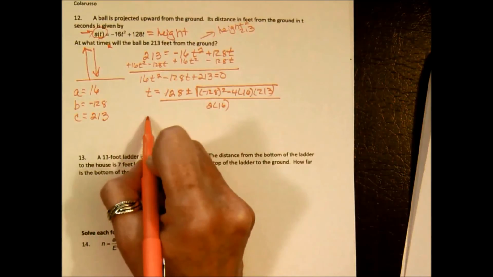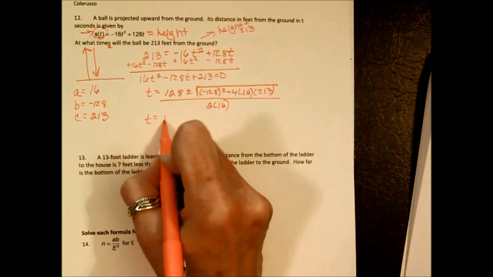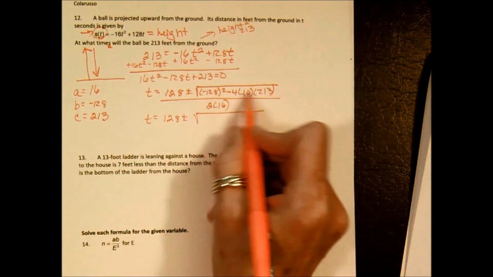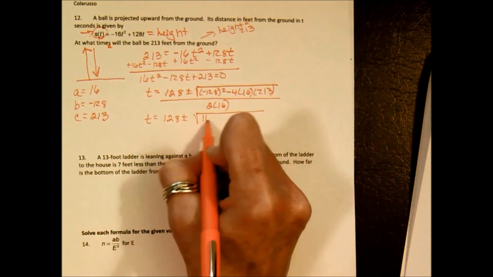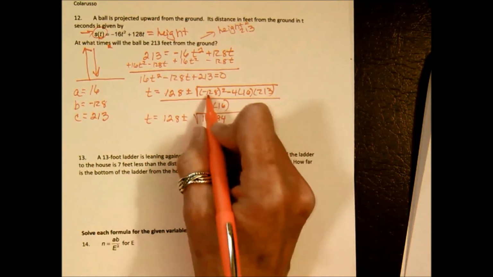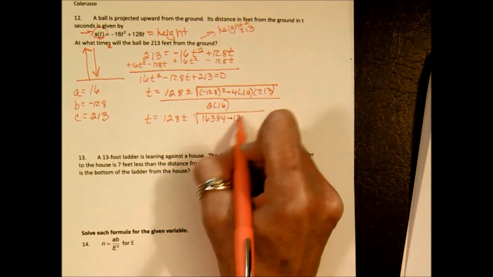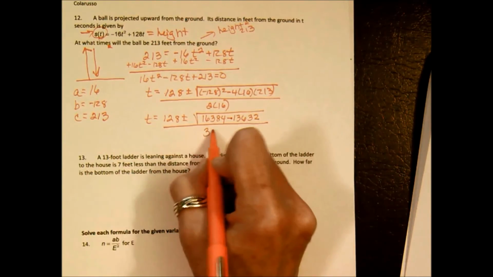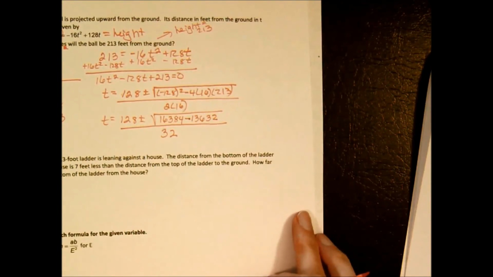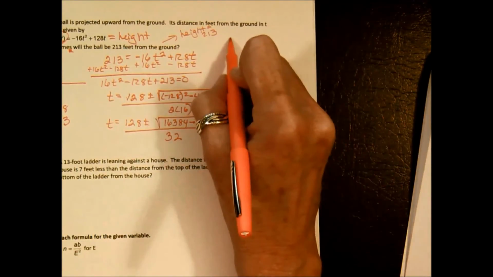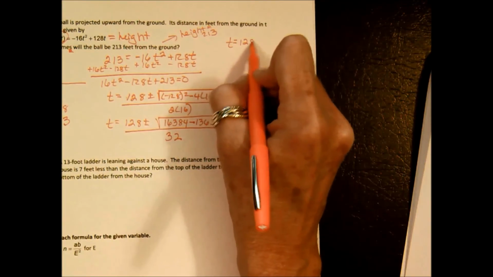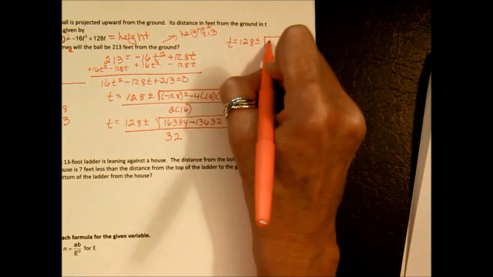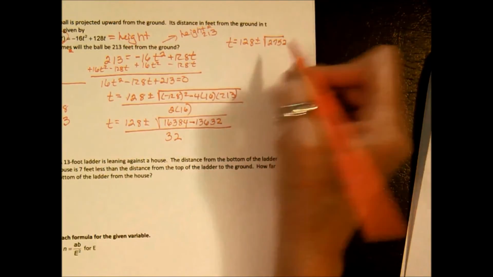We can simplify that a little bit before you put it into the calculator. It's going to be 128 plus or minus the square root of, if you square this and then multiply this all together, here's what you're going to get. 16384, that's what you get when you square, minus 13632, all over 2 times 16, 32. Let's move it up a little bit. So t is equal to 128 plus or minus the square root of 2752 all over 32.